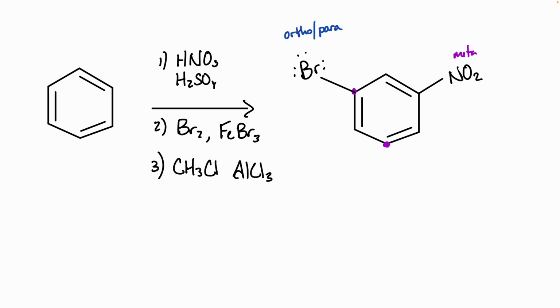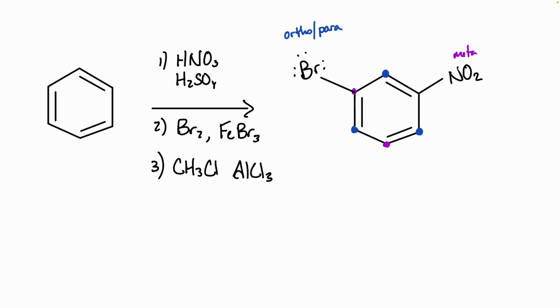And so if we look at the positions that are ortho-para to bromine, that would be the ones right next door. Those are the ortho positions. Or the one on the opposite side of the ring, the position para to that bromine. So now we have a conflict. The nitro group wants to put the substituent somewhere. The bromine wants to put the substituent somewhere else. So where is it going to go?